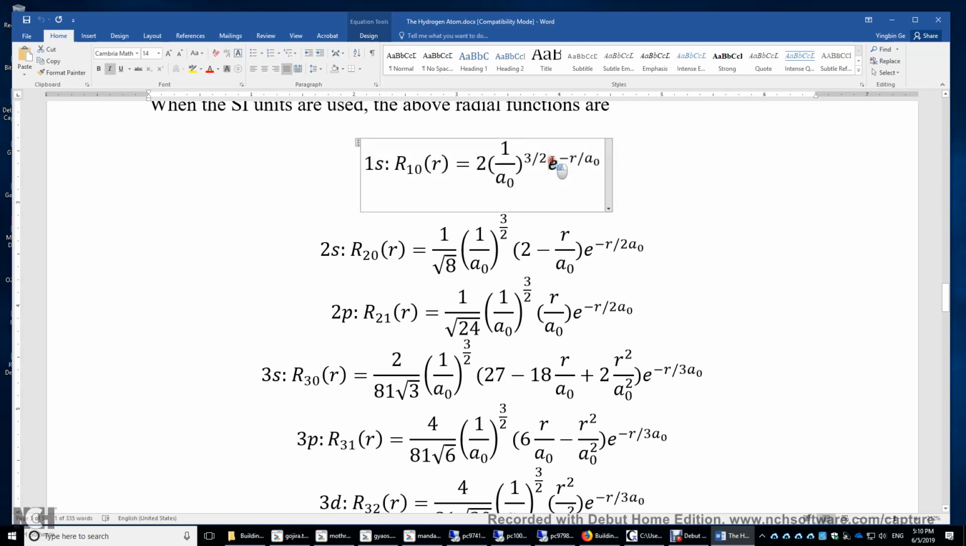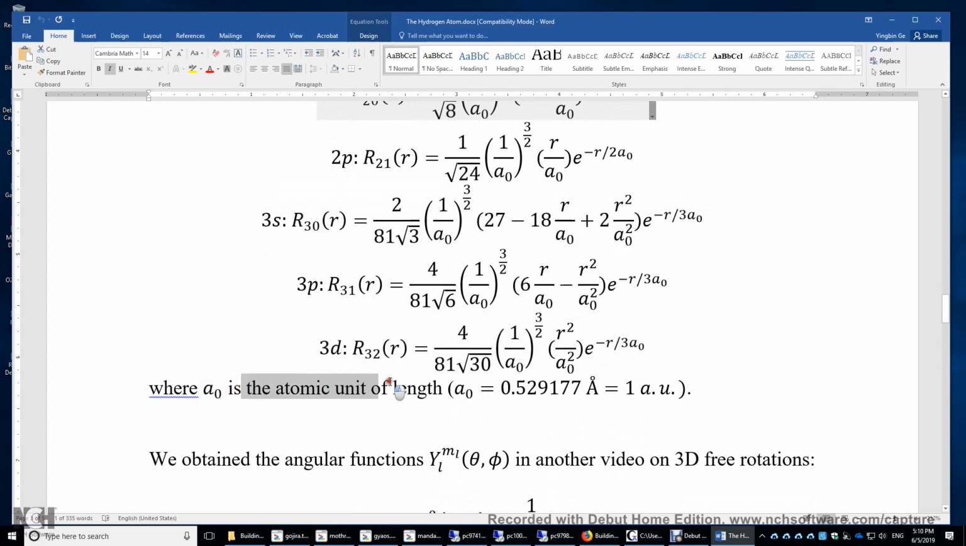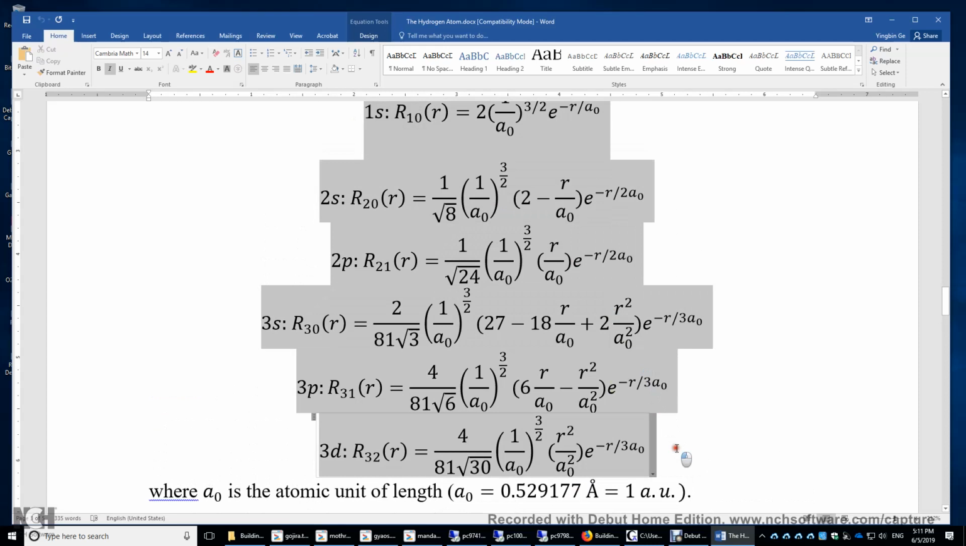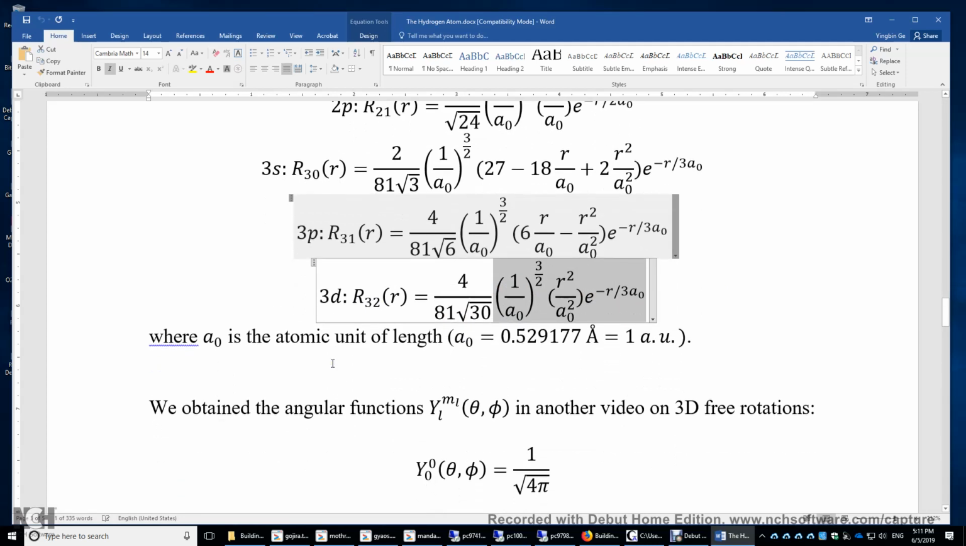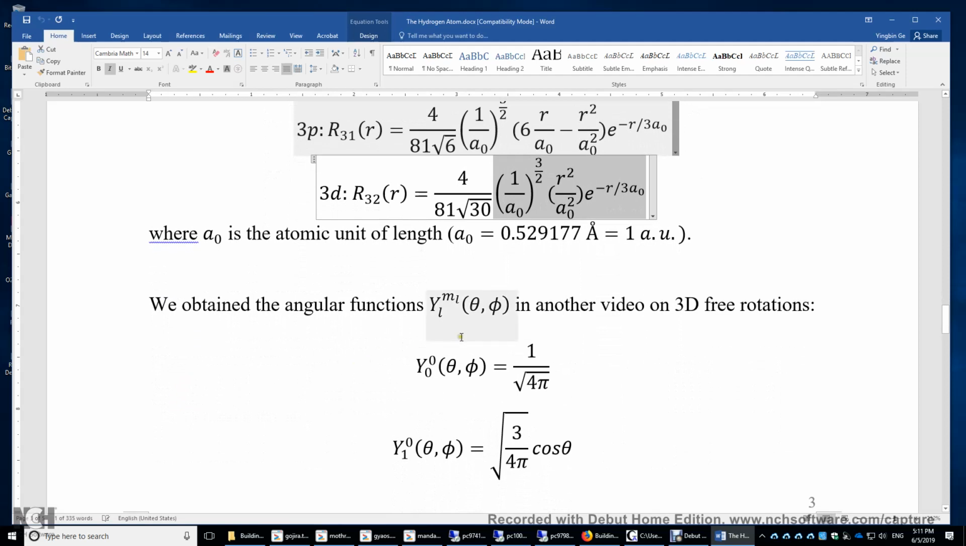So over here, this is e to the power of negative r divided by A naught. A naught again is 1 atomic unit of length, which is equal to 0.529 angstroms. So this is why we prefer to use the atomic units instead of the SI units. Again, if you use SI units, you see this radial function becomes really complicated. Now let's look at the angular functions. So first, let's look at this function.